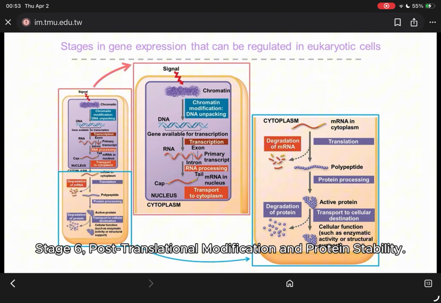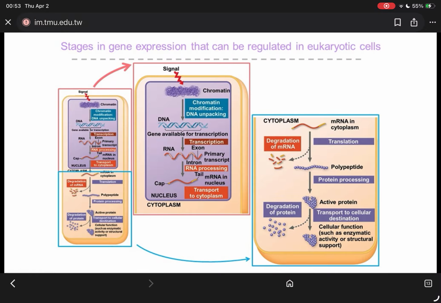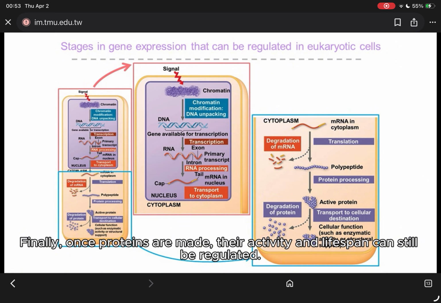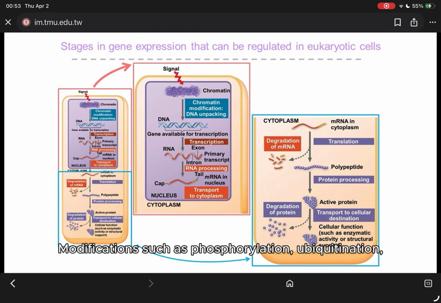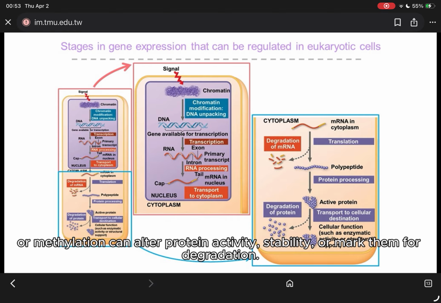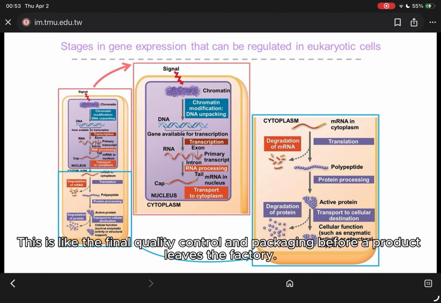Stage 6, post-translational modification and protein stability. Finally, once proteins are made, their activity and lifespan can still be regulated. Modifications such as phosphorylation, ubiquitination, or methylation can alter protein activity, stability, or mark them for degradation. This is like the final quality control and packaging before a product leaves the factory.